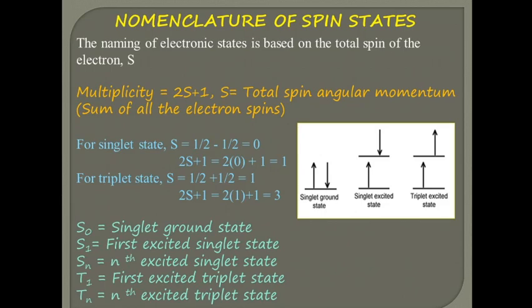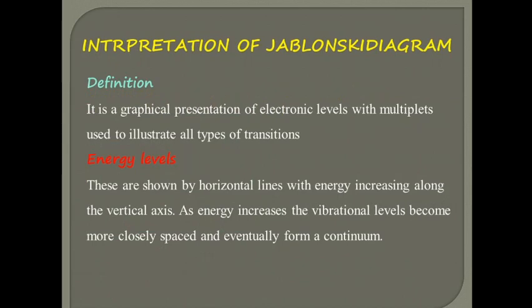Whereas in the case of the triplet state, both electrons are in the same direction. One is plus half and the other is also plus half, or one is minus half and the other is also minus half. So plus half and plus half is equal to 1. If we substitute this value in the formula, you get 2 into 1 plus 1, which is equal to 3. 3 indicates the triplet state. S0 means the singlet ground state, S1 the first excited singlet state, Sn the nth excited singlet state. T1 is the first excited triplet state, Tn is the nth excited triplet state.